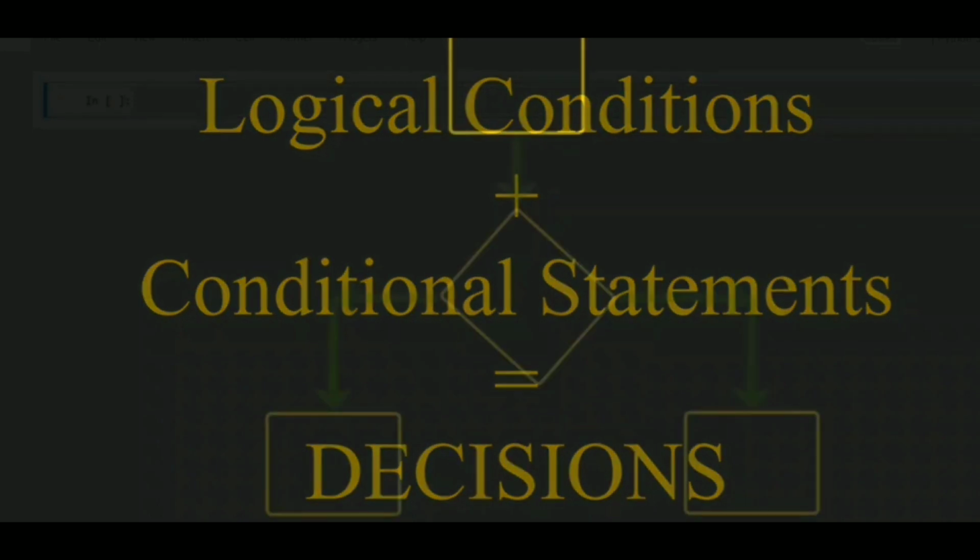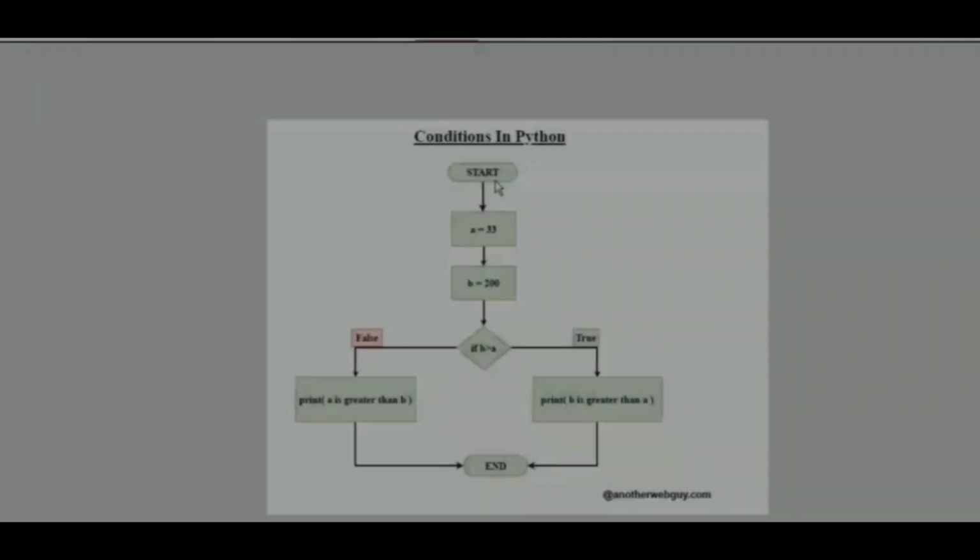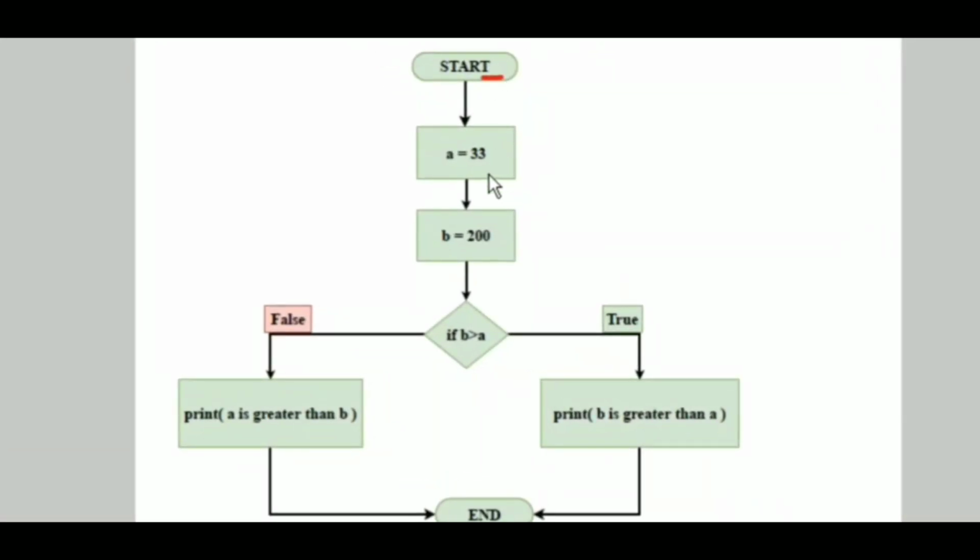Under this concept of decision making in Python, we will use a flowchart. What is a flowchart? A flowchart is a diagrammatic representation of an algorithm. In layman's terms, it is a diagrammatic representation of a step-by-step approach to solving a particular problem. First we start our program, define a variable a whose value is 33 and another variable b whose value is 200. In this diamond block, we define our condition. We will check whether b is greater than a or not. Depending upon the boolean output, true or false, our program will follow a different path.